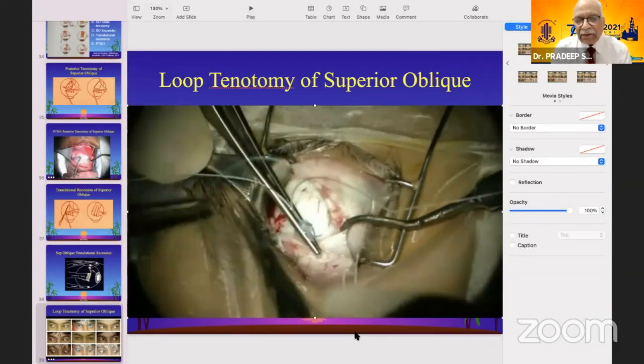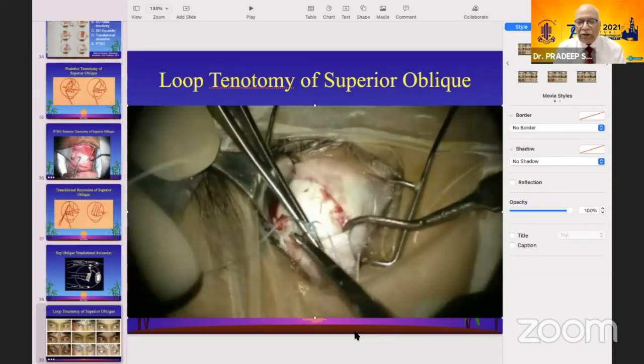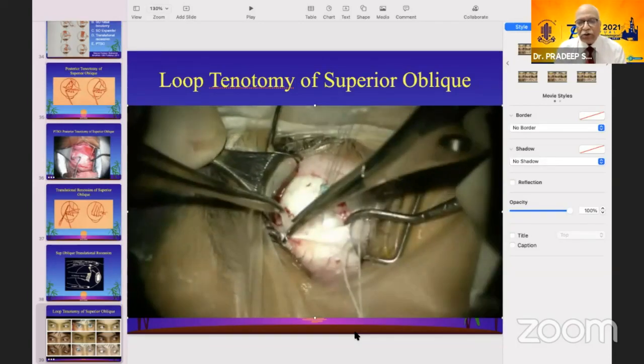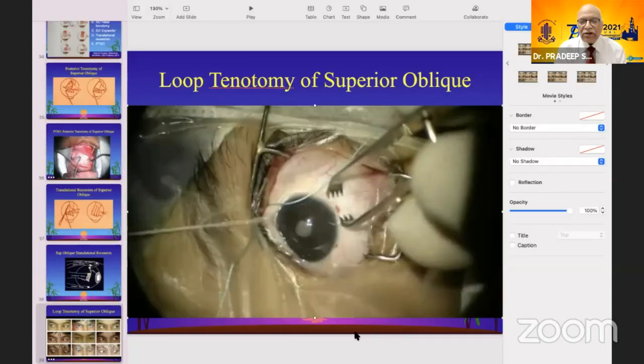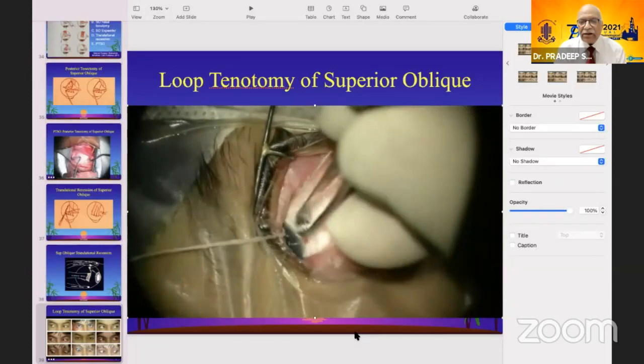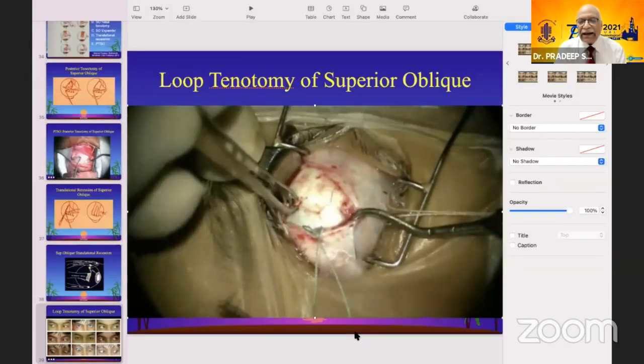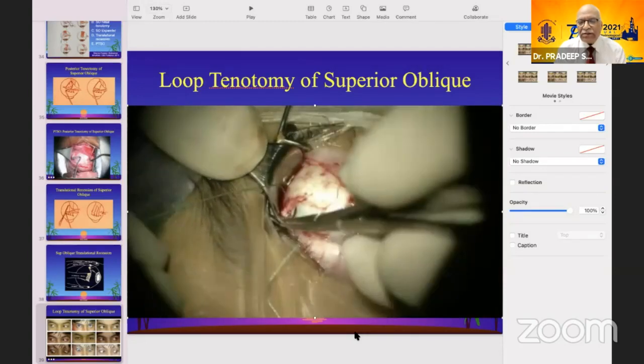And then for this, I am using the 5-0 Ethibond suture, non-absorbable suture. Make the FDT free. In a Brown's case, this you have to do. And then you pass the sutures.